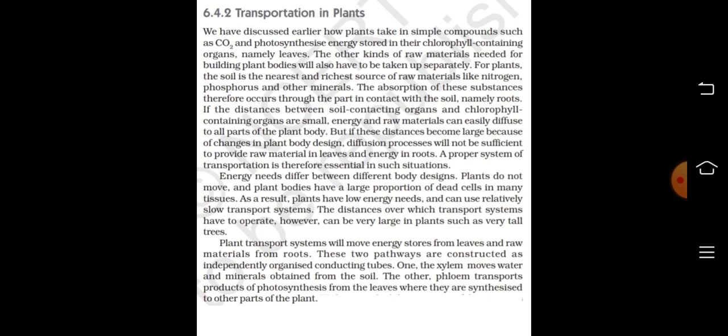These two pathways are constructed as independently organized conducting tubes. One, the xylem, moves water and minerals obtained from the soil. The other, phloem, transports products of photosynthesis from the leaves where they are synthesized to other parts of the plant.